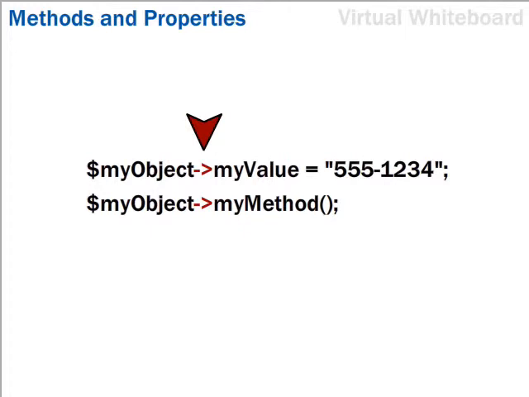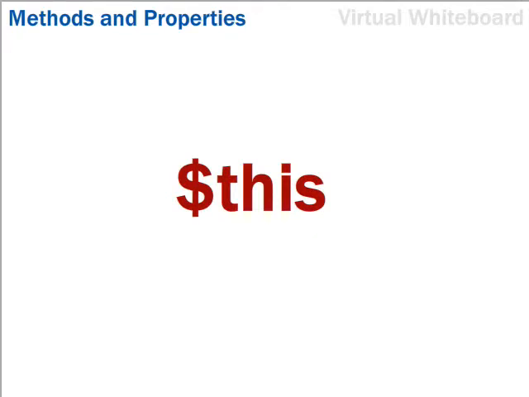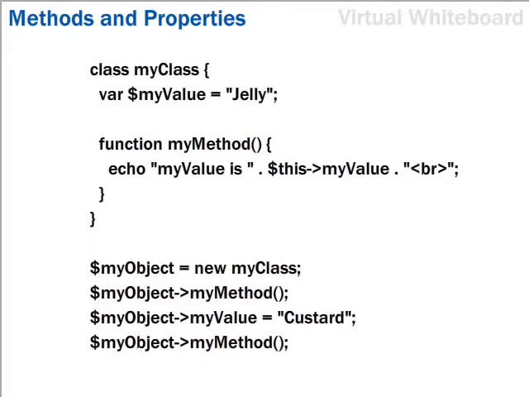The arrow symbol, which is made up of a hyphen and greater than symbol, indicates a method or property of the given object. To reference the current object within the class definition, you use the special name $this. This example defines myClass with a method that references one of the object properties. This example makes two separate calls to myMethod.